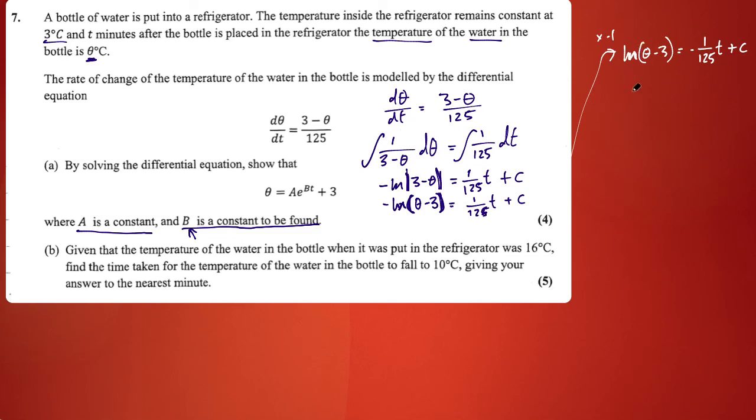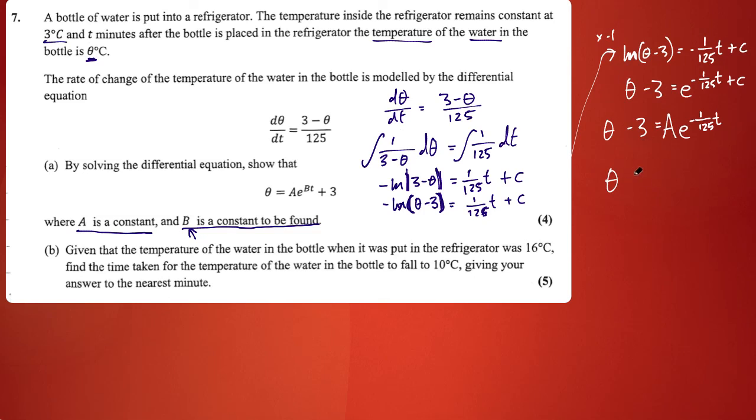Now we do e to the power of both sides. That gives me theta minus 3 equals e to the power of minus 1 over 125 t plus c. I rewrite that plus c, remember that is e to the power of c, times by e to the power of minus 1 over 125 t, with e to the power of c just as a. So I've now got a times by e to the power of minus 1 over 125 t. That's also minus 0.008t. So I'm going to switch that over in the final thing. The fraction is perfectly good.